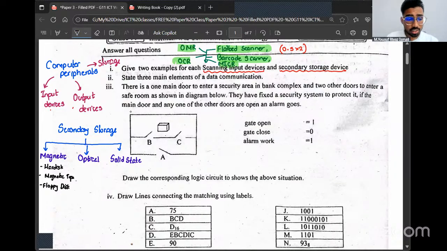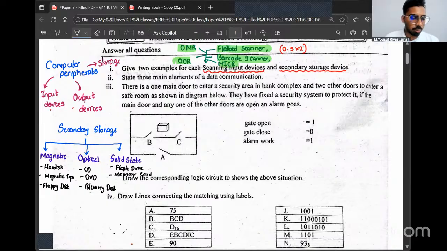You don't have to categorize this. Out of these examples I'm giving you, any example you mention is correct, because they are not told specifically what type of secondary storage device. For optical storage devices, we have CD, DVD, and Blu-ray disc. If you mention any of these, it is fine. You don't have to categorize. And for solid state devices, one example is flash drive, which means your pen drives. Another example is memory cards, or else SSD hard disk is also correct.